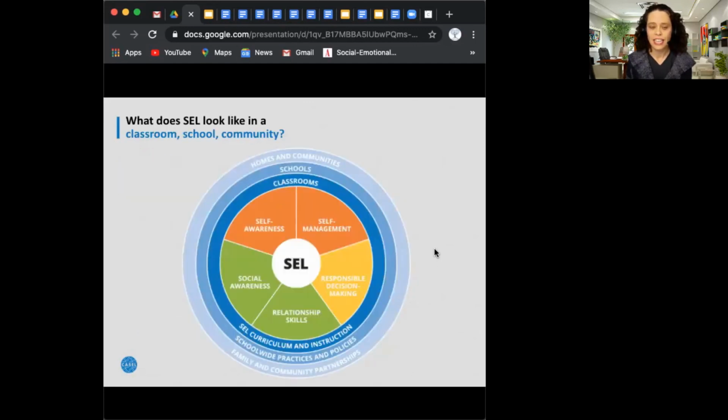So then just to recap, CASEL, the Collaborative for Academic, Social, and Emotional Learning, has outlined 5 competencies for SEL, or social emotional learning, and they're shown here: self-awareness, self-management, social awareness, relationship skills, and responsible decision-making. And I'm going to do a quick stop share here and come back to me.